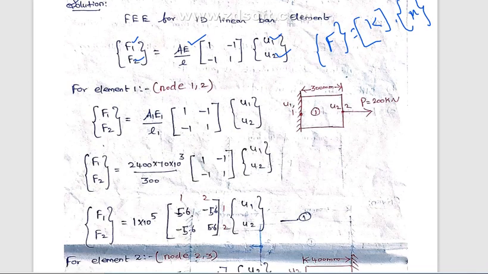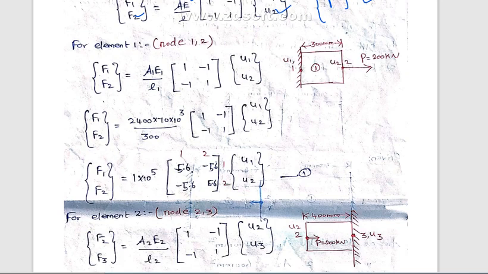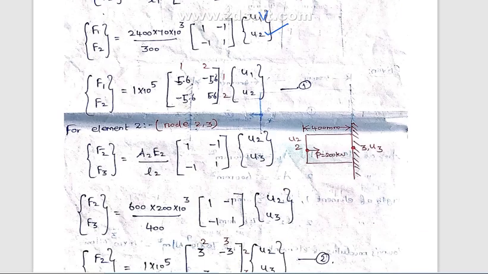So F1 F2 equals A1 E1 by L1 times the matrix 1, minus 1, minus 1, 1, into U1 U2. Therefore, F1 F2 equals, with the area for element 1 as 2400, Young's modulus 70 into 10 power 3 and length 300, the matrix 1, minus 1, minus 1, 1, with displacements U1 and U2. You have to solve this calculation, and finally you get 1 into 10 power 5 times the matrix 5.6, minus 5.6, minus 5.6, 5.6.